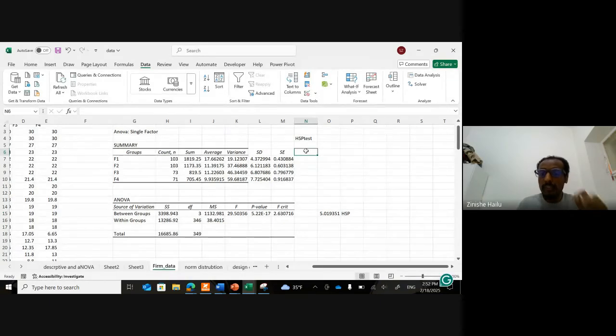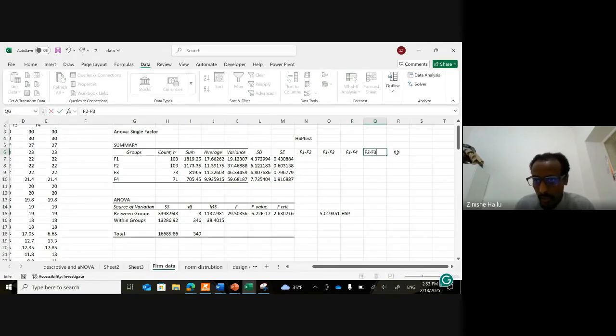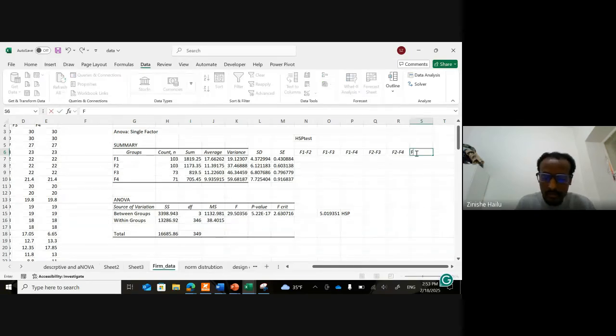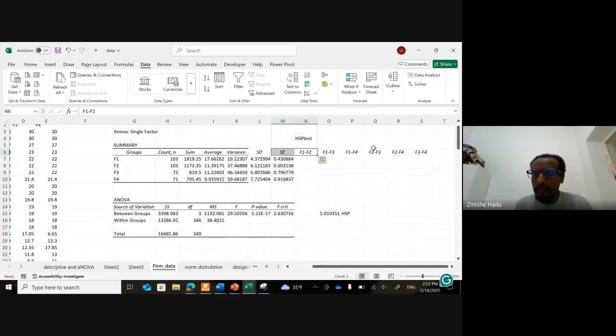And then here we have to make the comparison pairs. That means F1 and F2, we have to compare F1 to F2, F1 to F3, F1 to F4, and F2 to F3, F2 to F4, and F3 to F4. 1, 2, 3, 4, 5, 6. Yeah, these are the pairs for the groups.